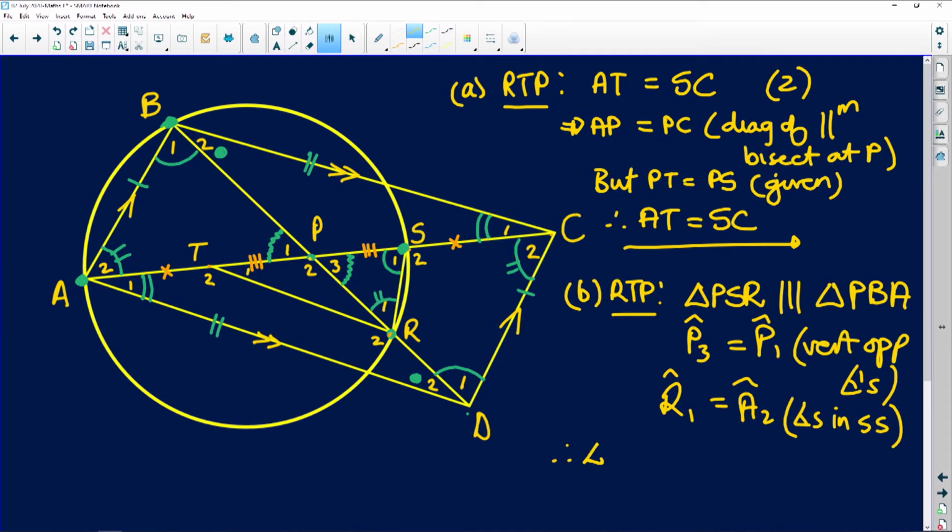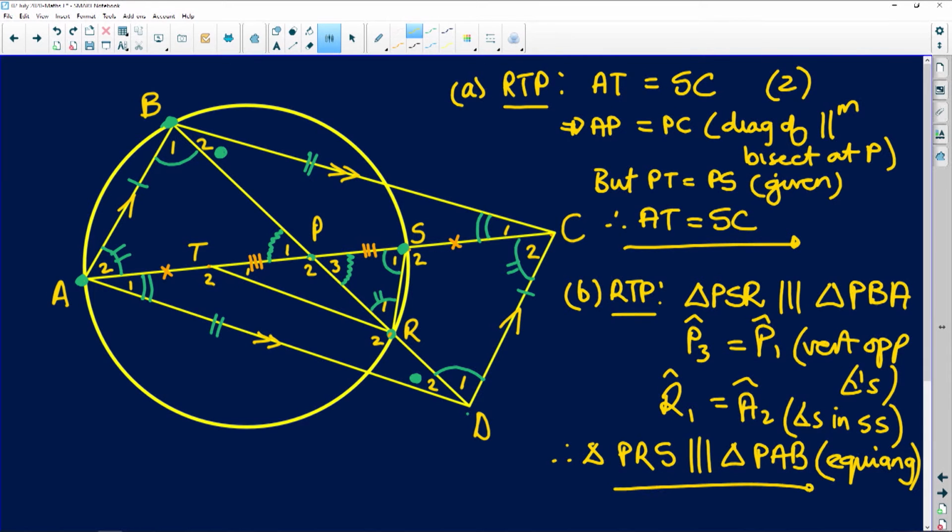Our triangle PRS, the third one I didn't use is S, is similar to triangle PAB. And the reason again, equiangular. Those two are indeed equiangular to each other. Okay, now for the important one.